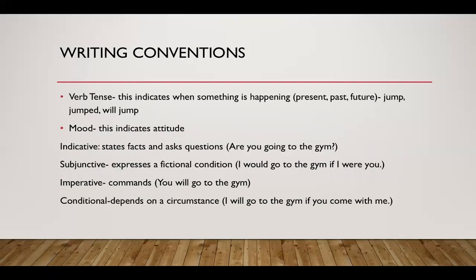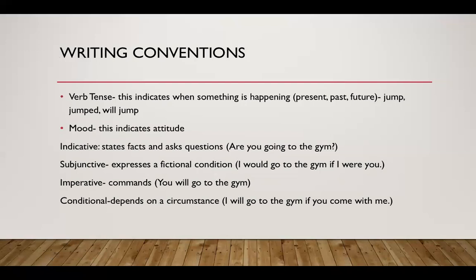Verb tense. This indicates when something is happening, whether it's in the present, the past, or the future. So for example, jump, I jumped, I will jump, okay? Present, past, and future. The mood indicates attitude. So both of these are very important.